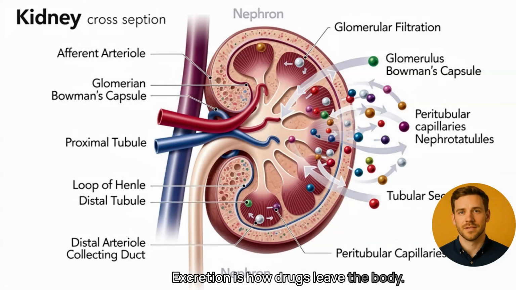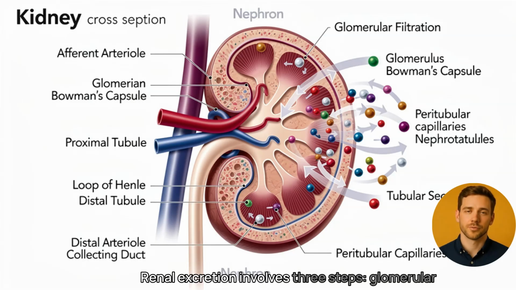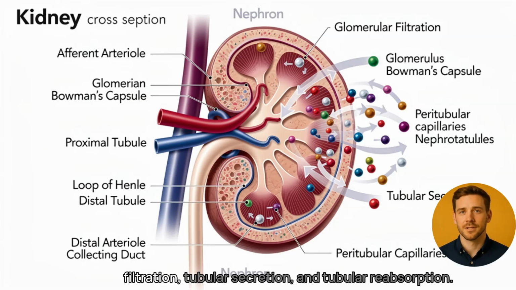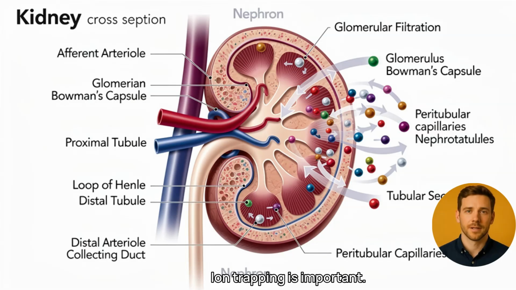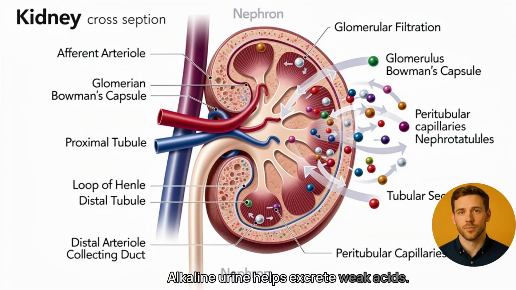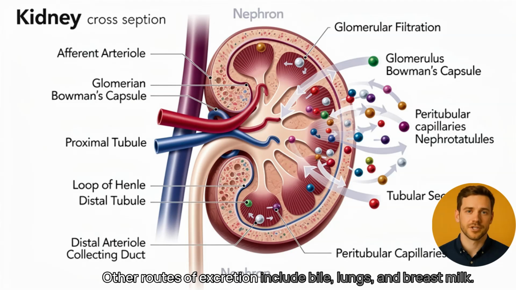Excretion is how drugs leave the body. Renal excretion involves 3 steps: glomerular filtration, tubular secretion, and tubular reabsorption. Ion trapping is important. Alkaline urine helps excrete weak acids. Acidic urine helps excrete weak bases. Other routes of excretion include bile, lungs, and breast milk.